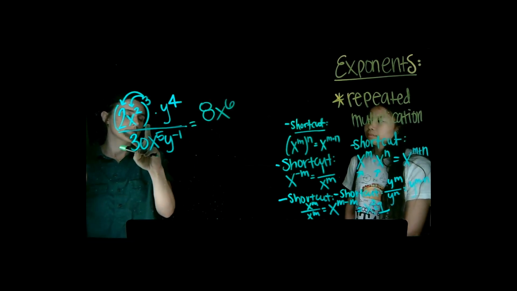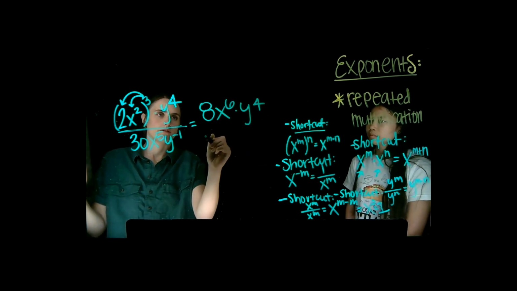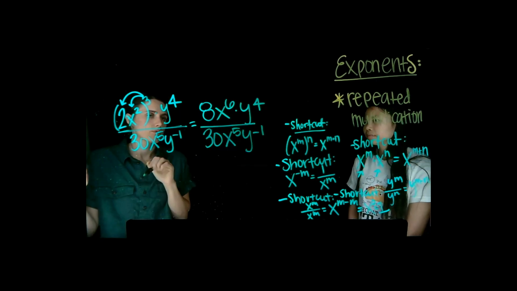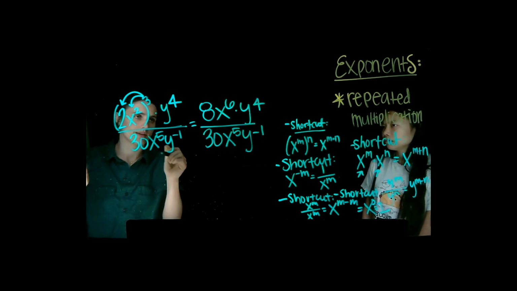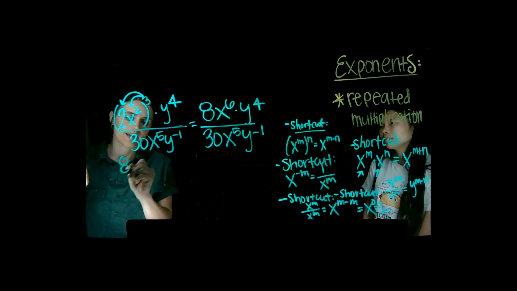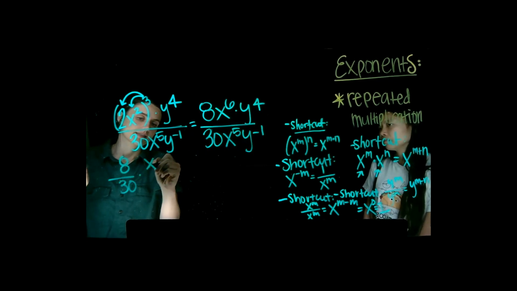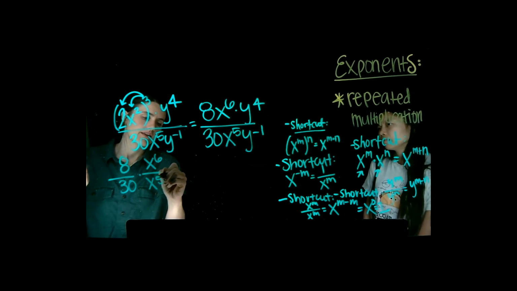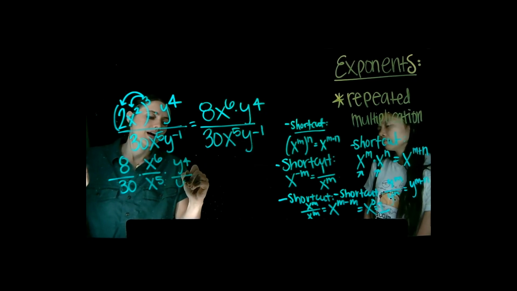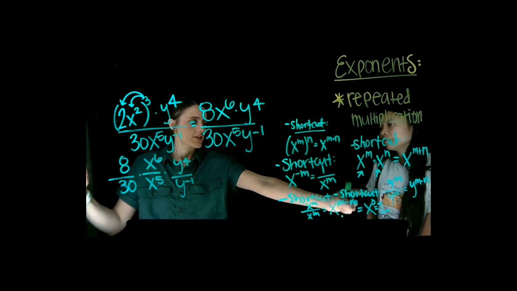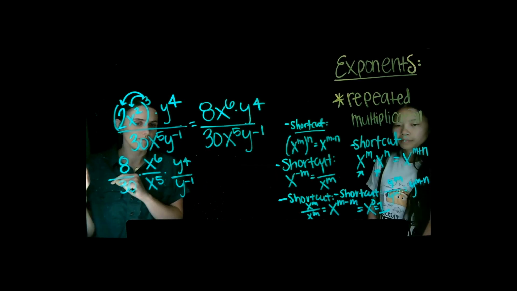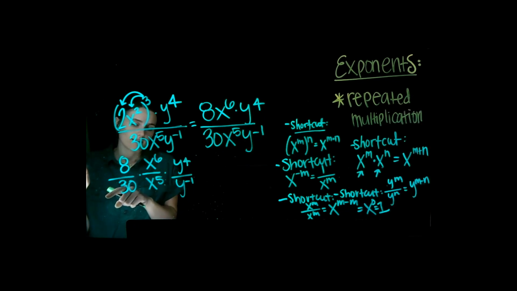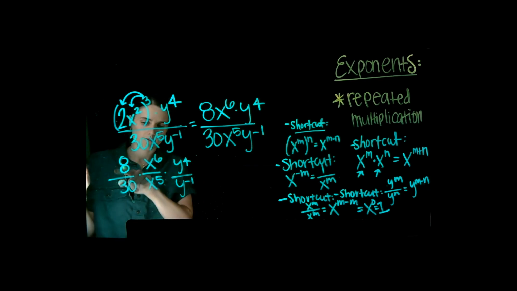Okay, so now this piece is simplified, so I'll just write the rest of what we have. If we want to break up our fraction into the pieces that go together, because they're all being multiplied together, we can say 8 over 30 times x to the 6th over x to the 5th times y to the 4th over y to the negative 1. Using our division shortcut here, we know that we can subtract these exponents to simplify them. So we will be left with 8 over 30, and we can simplify that to 4 over 15 if you just divide both pieces by 2.